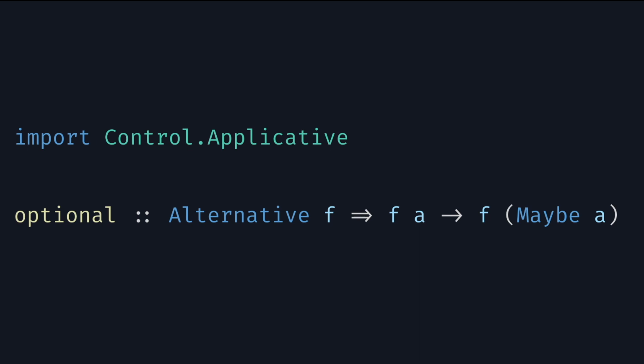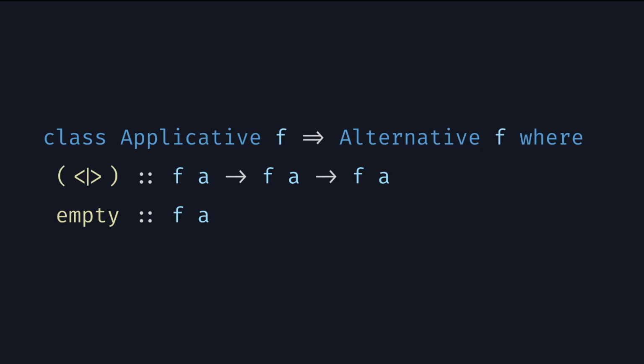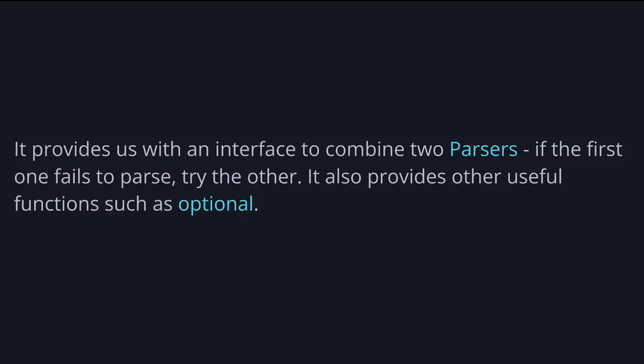Optional takes f of a and returns f of maybe a. Optional works on types which implement instances of the Alternative type class. Alternative looks very similar to the monoid type class, but it works on applicative functors. This type class is not that common, but often used for parsing libraries. It provides an interface to combine two parsers. If the first one fails to parse, try the other. It also provides other useful functions, such as optional, which will help us in our case.